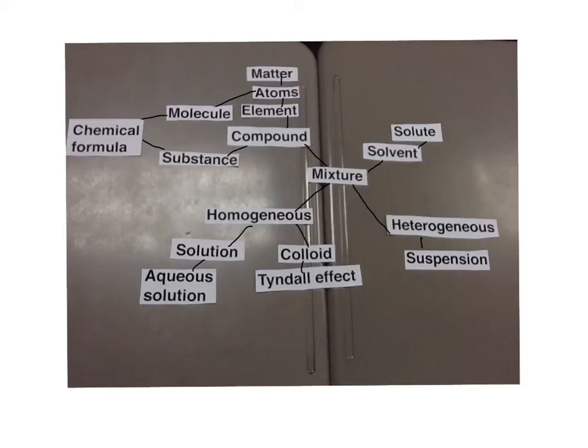Also, off of homogeneous, we put colloid because the particles inside are not heavy enough to settle out. Off of colloid, we put Tyndall effect because it is light scattering by particles in a colloid.